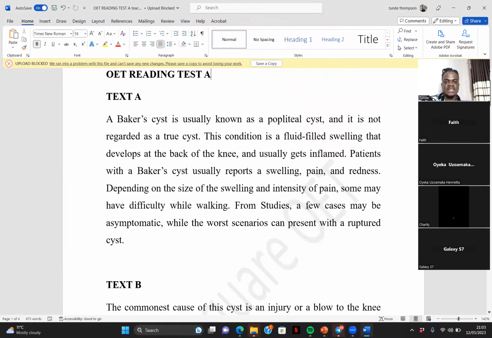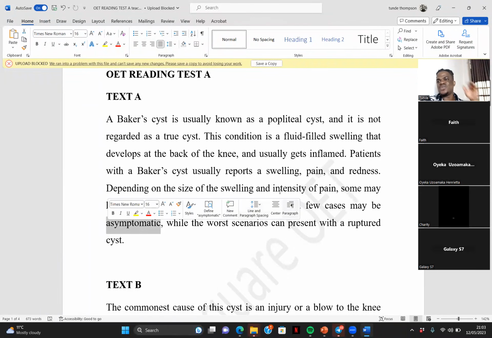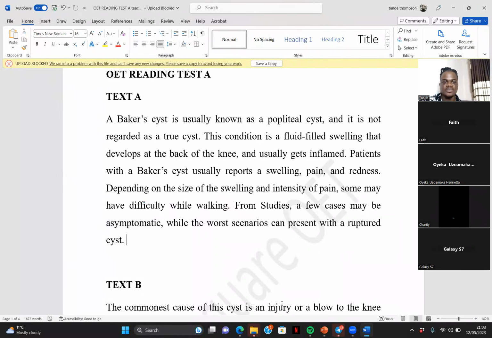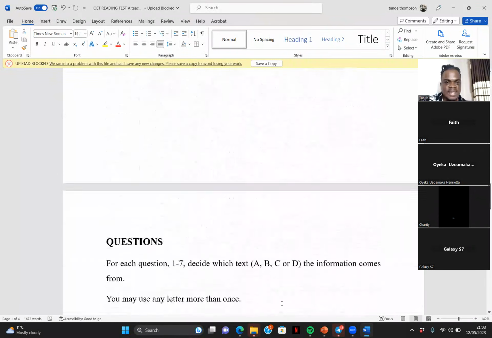Then I see, from studies, a few cases may be asymptomatic. This is where they just lifted it. So that "few cases" is like the keyword you use to find your answer. So the answer is actually coming from what? From text A, yeah? Your answer is coming from text A. Okay, so let's see.